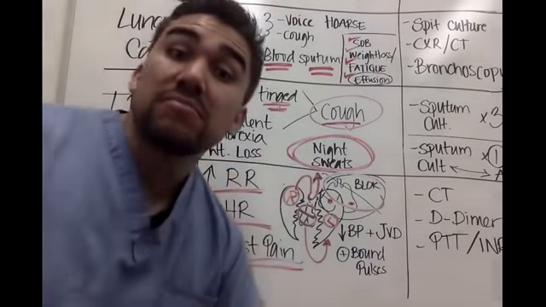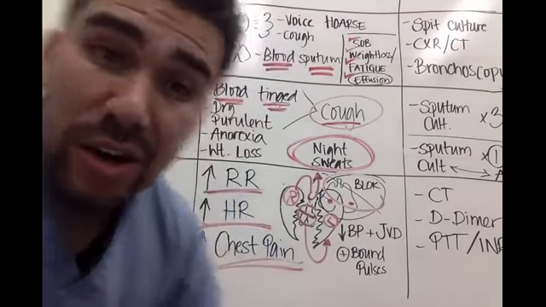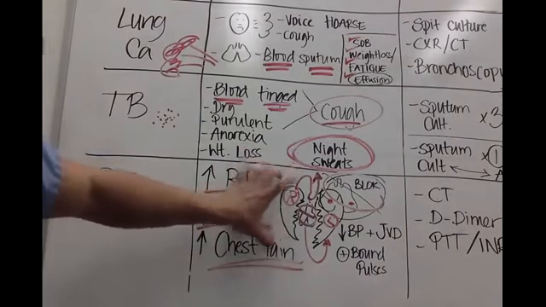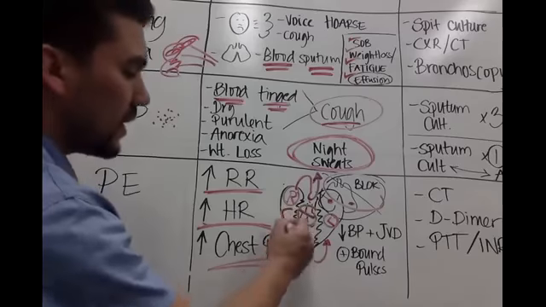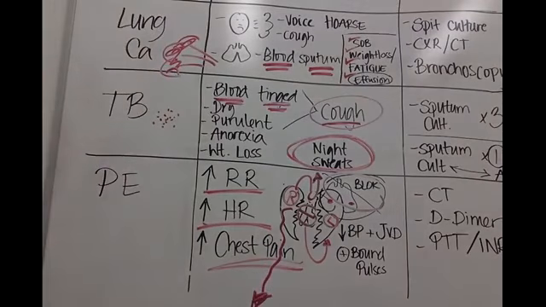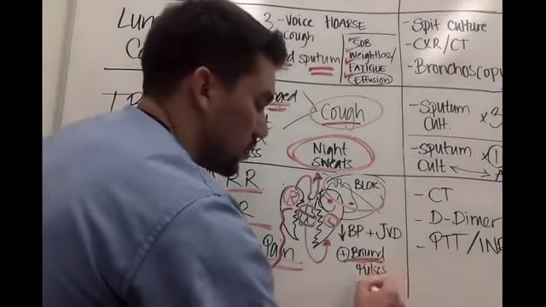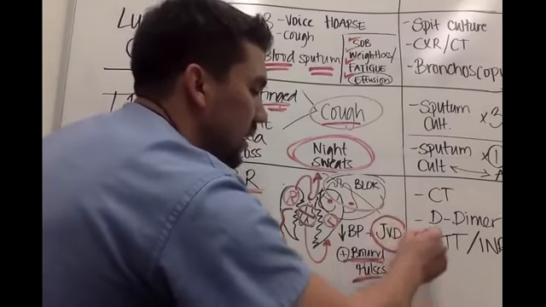Now what happens if it overflows the right side of the heart? Well, where did the blood come from? The blood came from the body. So now it starts to back up inside the body, causing your patient to have bounding pulses, as well as JVD.